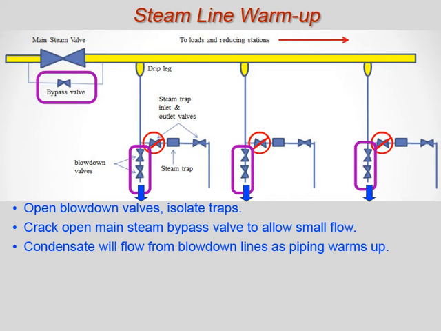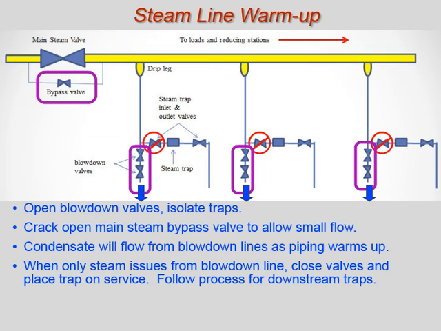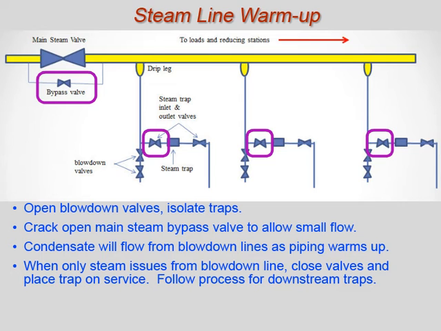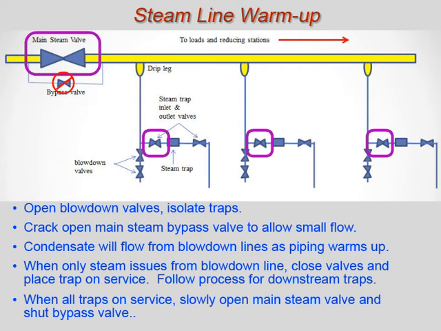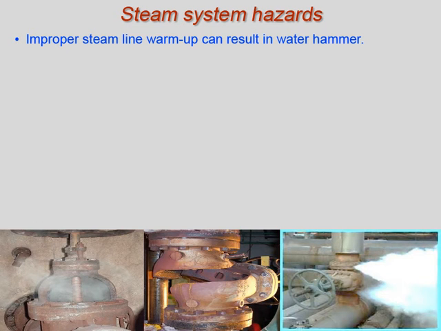When all of the condensate is drained and only steam issues from the blowdown line, shut the blowdown valve and place the trap on service. Continue the same process on downstream traps until all line traps are in service. Slowly open the main steam valve and shut the bypass valve. Improper steam line warm-up can result in condensate in the steam pipes causing water hammer.